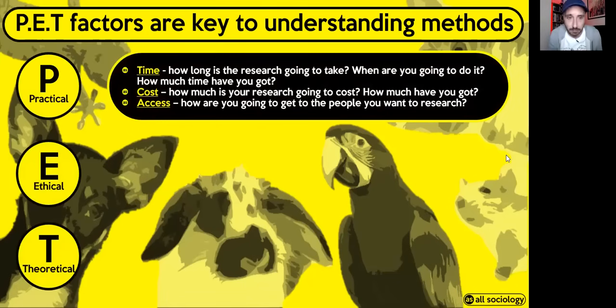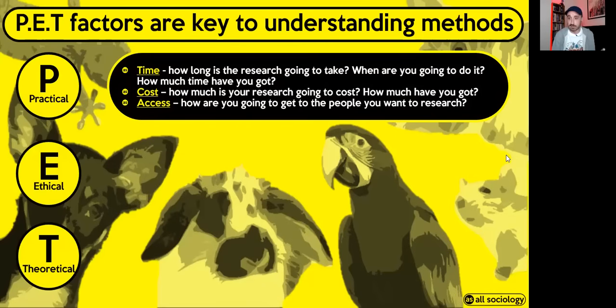So if I talk about practical issues, what I'm thinking about here is anything that can practically get in the way of you doing your research well. So there are only really 3 things that we think about when we talk about practicalities. One is time. So how much time have you got?